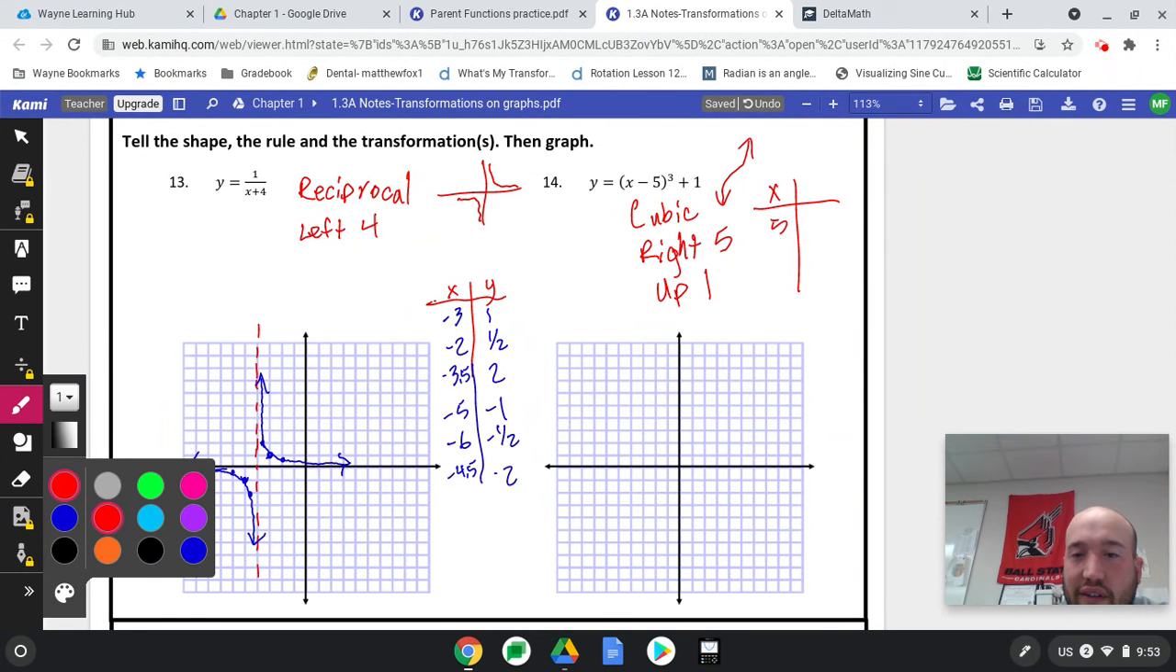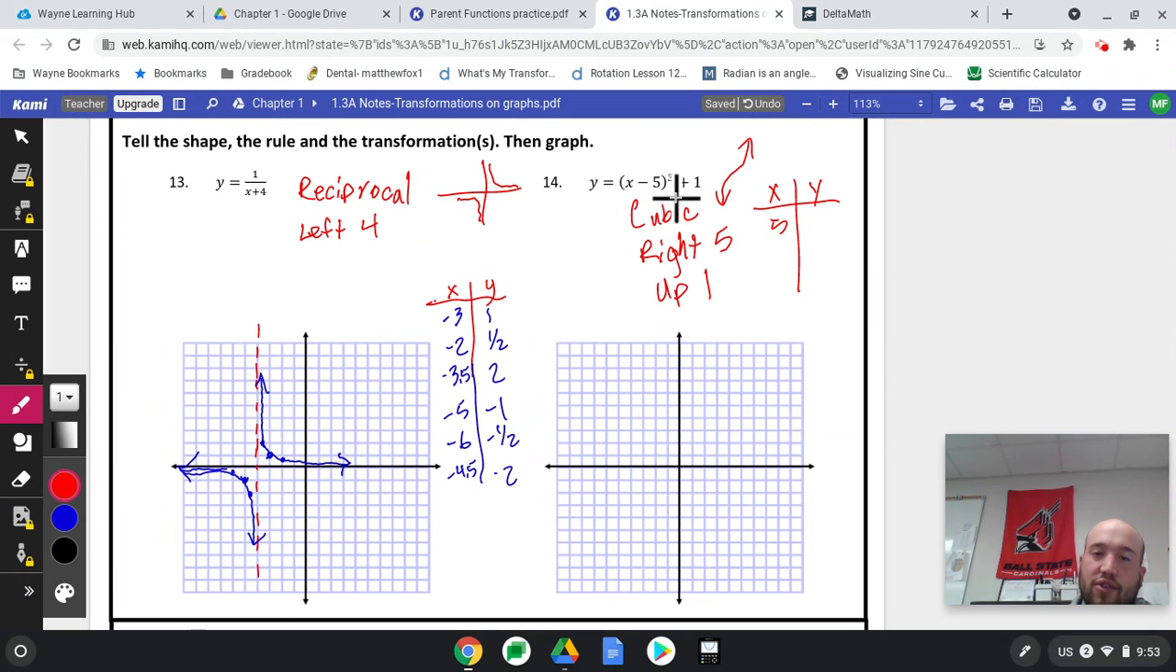So if I plug in a 5 here, right 5. 5 minus 5 is 0. 0 cubed is 0 plus 1. So 5, 1. Do you see how right 5, up 1, that's where we start. Now from there, remember we normally go 1 on each side. So 6 and 4. 6 minus 5 is 1. 1 cubed is 1. 1 plus 1 is 2. Meanwhile, 4 minus 5 is -1. Cube that, -1 plus 1 gives us 0.